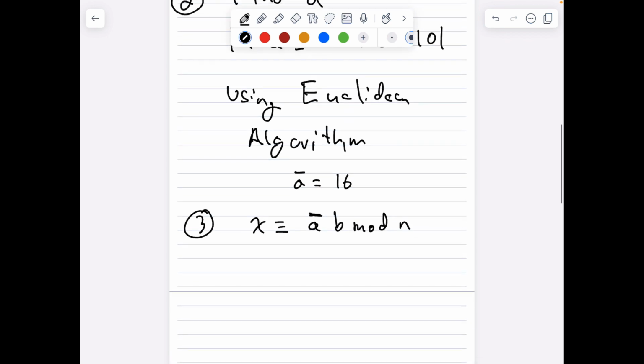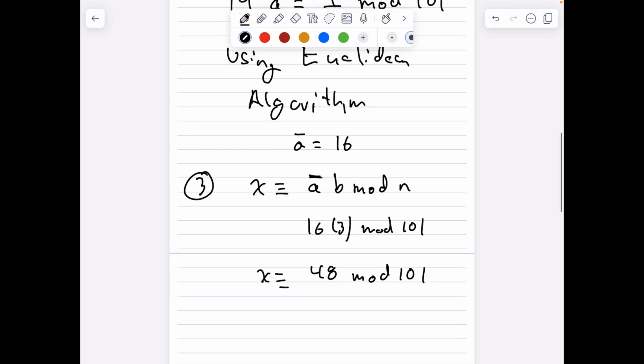Okay, and getting the actual solution here is not that bad. It's just plugging in your a bar and multiplying it by b. So a bar was 16, b was 3, mod 101, so you get 48 mod 101, and yeah, that is your solution.